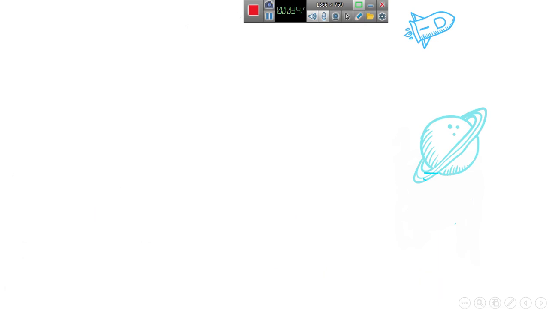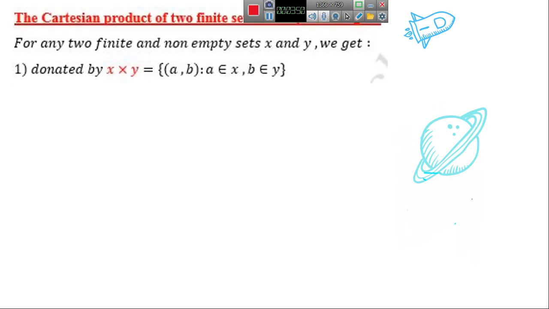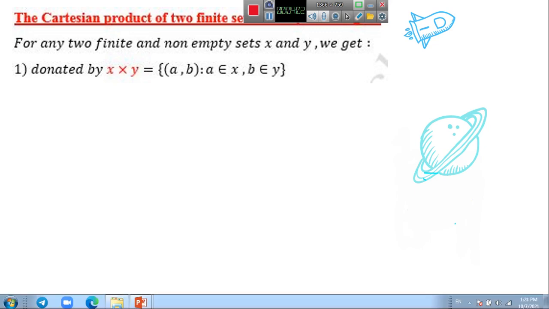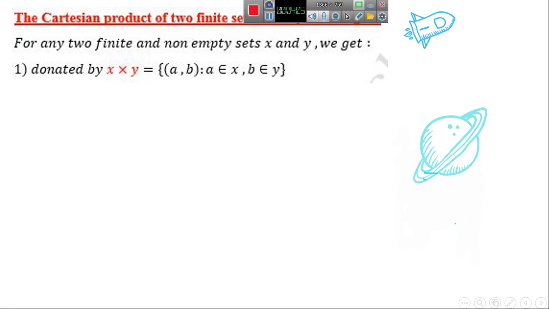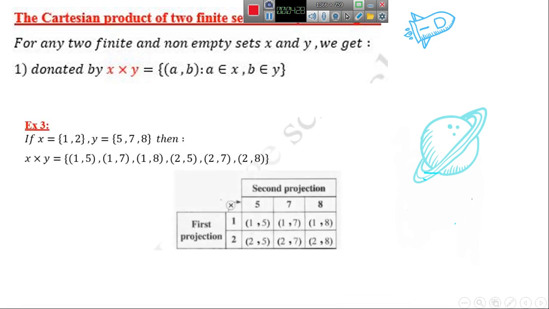Let's explain another part of our lesson: how to find the Cartesian product of two finite sets, sets with a limited number of elements, like set x and set y. To find the cross product of two sets like x and y, you will find the answer consists of elements that are ordered pairs. In all the ordered pairs, the first projection always belongs to the first set, and the second projection belongs to the second set. To make it clearer, let's solve this question.